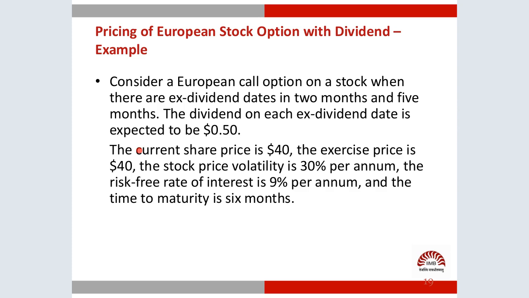Let's say that you have a European call option on a stock when there are dividend dates in 2 months and 5 months time. So I have a dividend which is expected in 2 months, and then a dividend which is expected in 5 months. Each of the dividends is expected to be 50 cents, $0.5. The current market price is 40, the exercise price is 40, and the stock volatility is 30% per annum. The risk-free rate of interest is 9% per annum, and the time to maturity is 6 months. As you see, the first dividend comes in 2 months, and the second dividend comes in 5 months. Both of them come before the option expiry of 6 months, and therefore that has to be adjusted for accordingly.